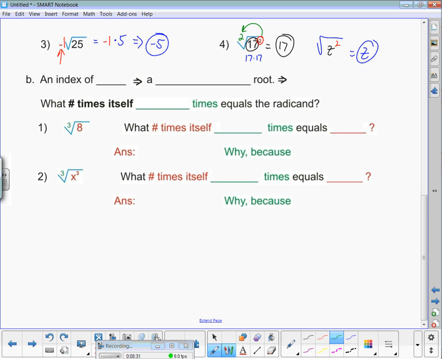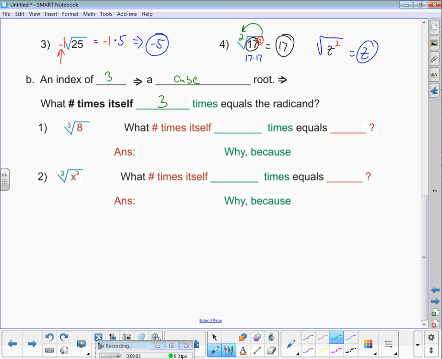So what if you had an index of 3? All right, not a problem. If the index is 3, now we have a cube root, right? Index of 3 would be a cube root. And what should you think of when you come across a cube root? Well, this is what should be in your brain. What number times itself 3 times equals the radicand? Again, the index tells you how to perform the operation of taking the root. Cube root, what number times itself 3 times?